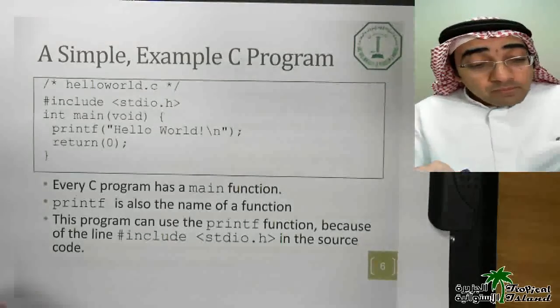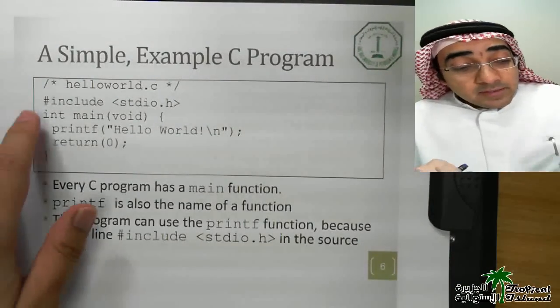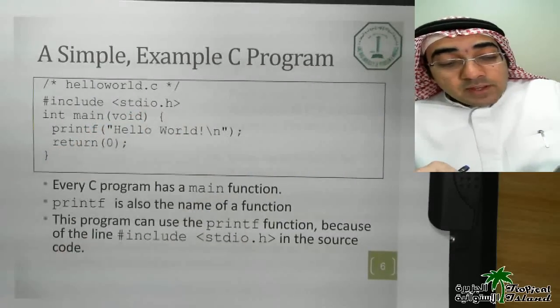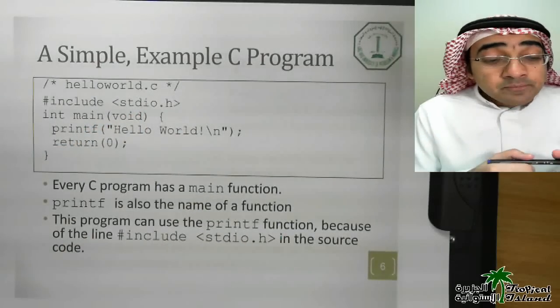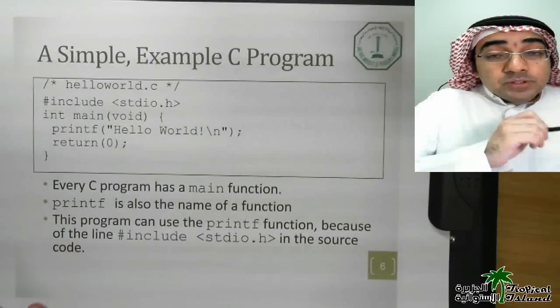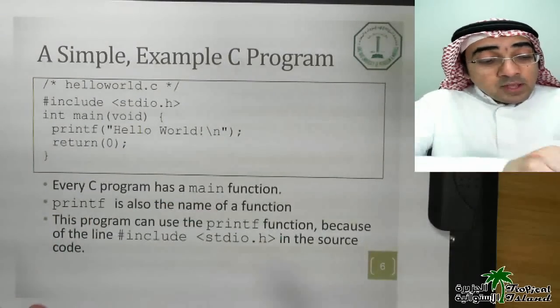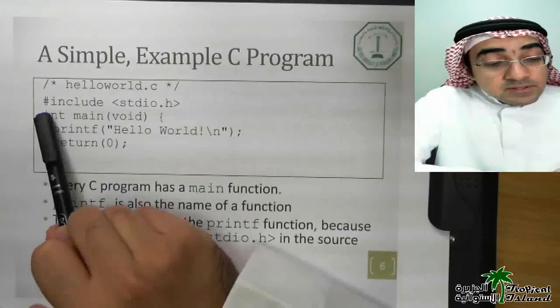Okay, then the first line is a hash include, and between these brackets we have stdio.h. Now, hash include is called a directive, a preprocessor directive. Any preprocessor directive in C starts with a hash.